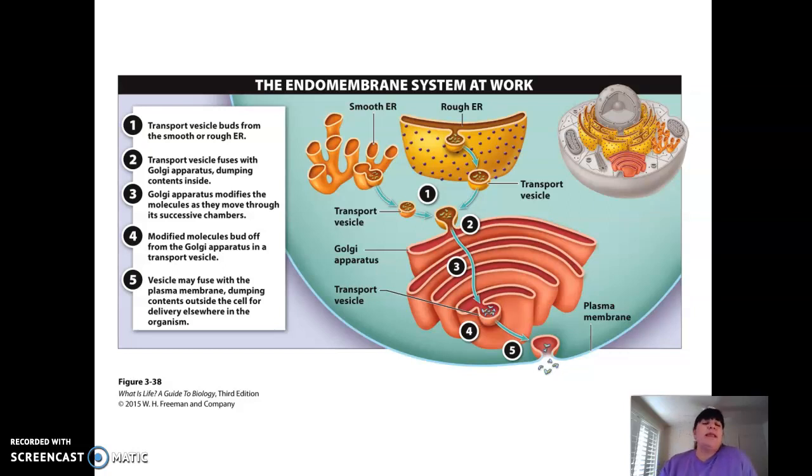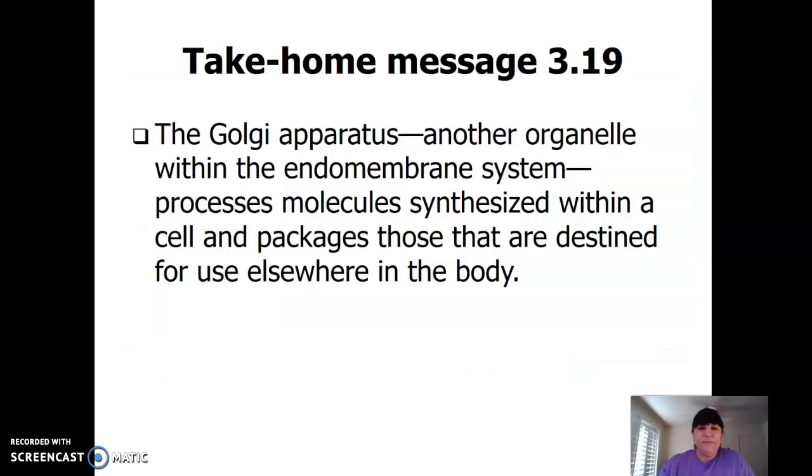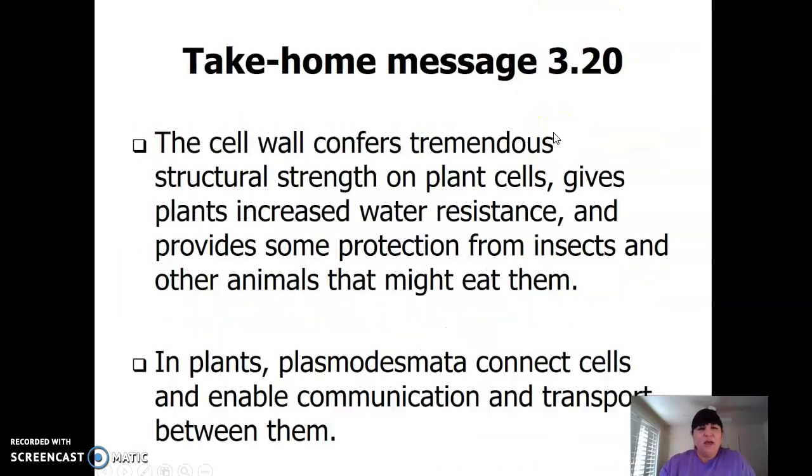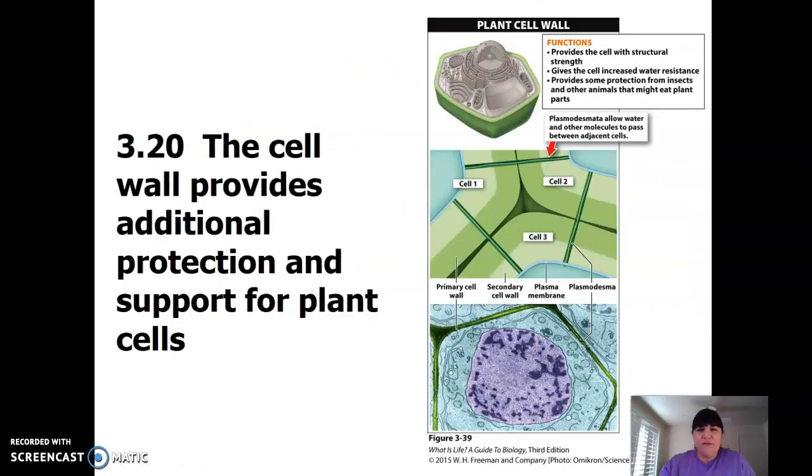And then lastly, right now, the cells we're looking at were animal cells. And so plant cells have those organelles too, and they function the same way. Now, how are plant cells different than animal cells? And this is something I already talked about, but we'll talk about it again. Plant cells, what is it about plant cells that are different? Okay, so plant cells have cell walls, right? And there's cellulose that provides strength to the cells, provides the cell with structural strength, gives the cell increased water resistance, provides some protection from insects and other animals.